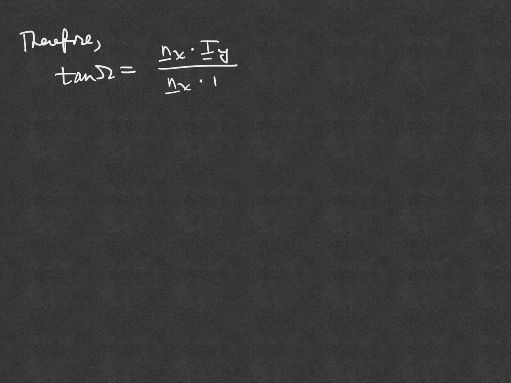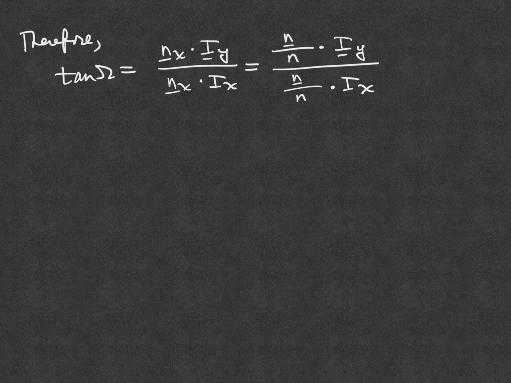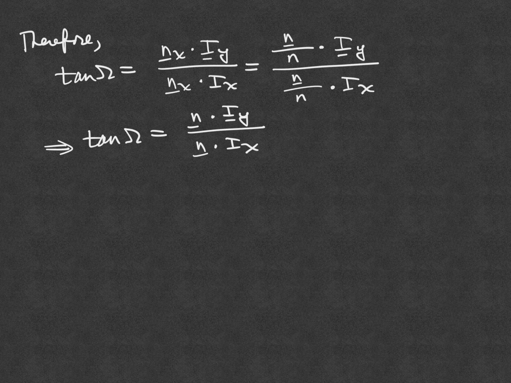Therefore, the tangent of omega is equal to nx dotted with iy, all divided by nx dotted with ix, which is equal to n divided by its magnitude dotted with iy, all divided by n divided by its magnitude dotted with ix. If I multiply through by the magnitude of the line of nodes, I get that the tangent of omega is equal to n dotted with iy, all divided by n dotted with ix. Now that gives us the tangent, but we actually want omega.